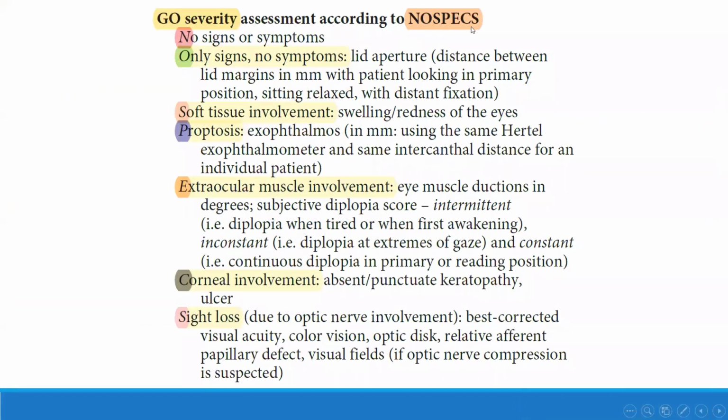The NOSPECS classification is another modality for assessment of severity, but this is not actually ideal, and it is difficult to memorize. But don't forget that NOSPECS means: N, no signs or symptoms; O, only signs or no symptoms; S, soft tissue involvement; P, proptosis; E, extraocular muscle involvement; C, corneal involvement; S, sight loss. We calculate and classify our patient according to these items.